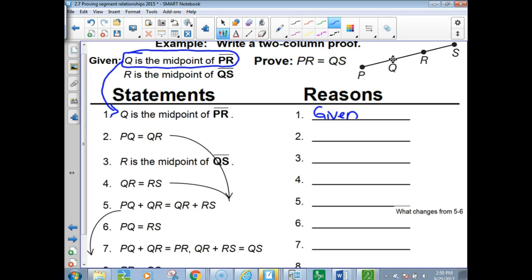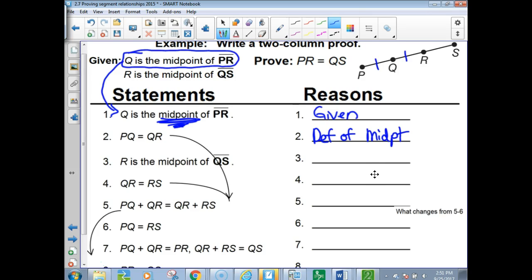if Q is the midpoint of P to R, what does that mean? What does a midpoint mean? It's in the middle, so what does it do? Yes, it cuts it into two congruent pieces. That's why it follows the PQ. The distance from P to Q is equal to the distance from Q to R. That is because it said you had a midpoint. So this is definition of midpoint.